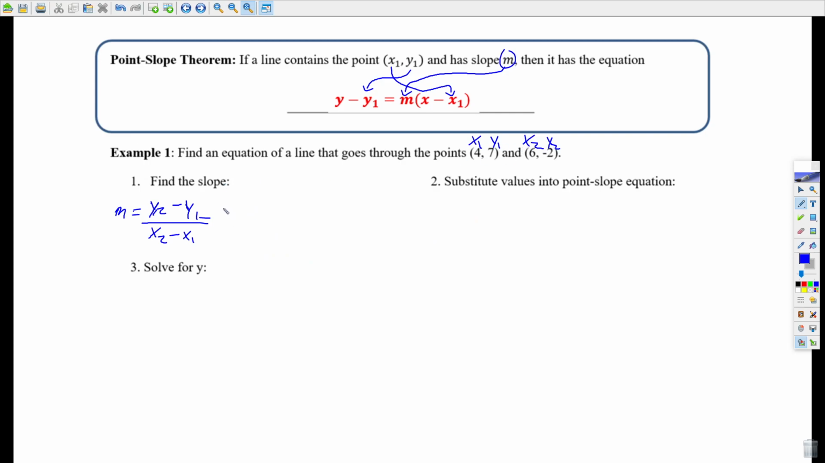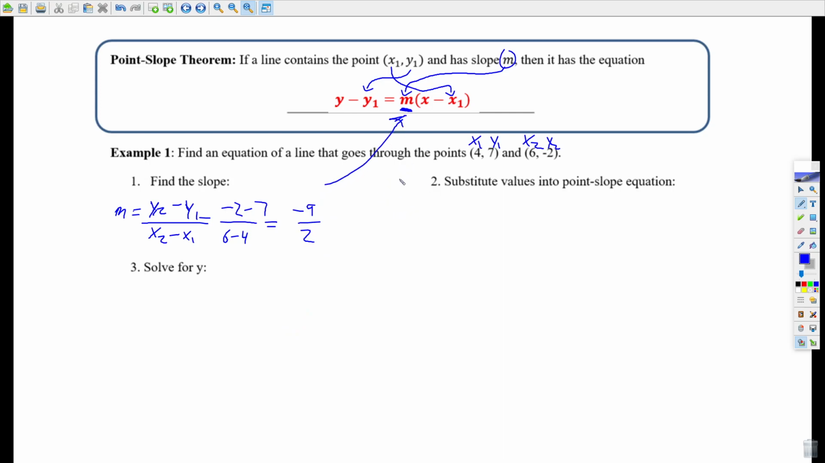So it goes negative 2 minus 7 all over 6 minus 4. So we've done this many times before, but this is the process that we have to go through because we need to have the slope to put into this formula up here. That's kind of our goal. Negative 2 minus 7 is negative 9. Bottom is 2. So this is m. This is going to go in up here.